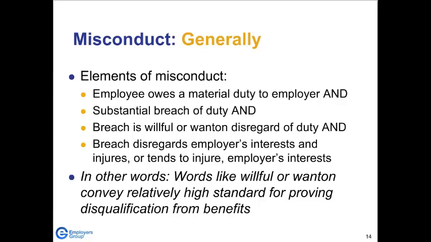What does this mean? Don't worry about these terms of art. All we care about is that we are actually communicating a relatively high standard here. Words like willful or wanton convey a high standard for proving disqualification for benefits. This is not as easy as simply saying they were tardy to work one day.